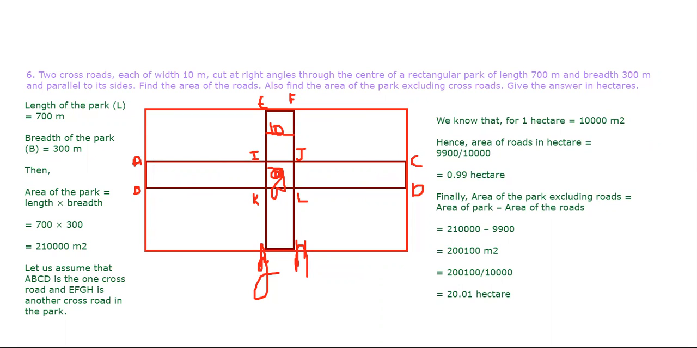Now finally the area of the park excluding roads. यहाँ पे हमने सिर्फ area of the park ढूंढा था. Now हमें ढूंढना है area of the park excluding road, which is equal to the area of the park minus the area of the road, that is 210000 meter square minus 9,900. That will be around 20,100 meter square, and then we convert it into hectares, so it would be 20.01 hectare.